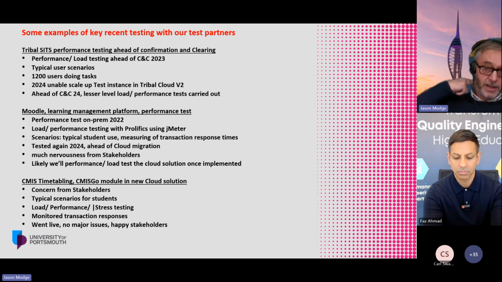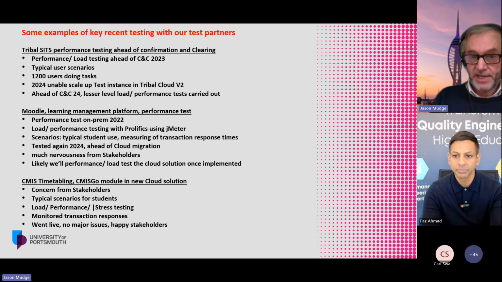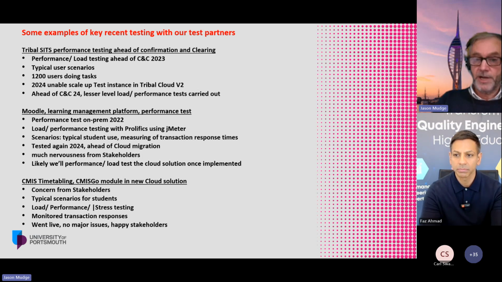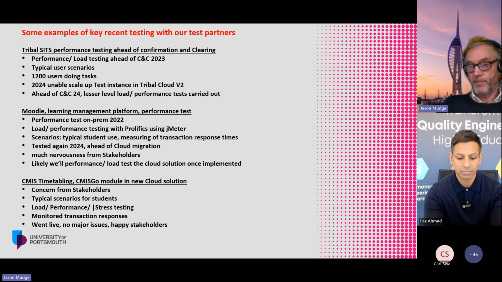So again, really lent heavily on Prolifics here. They helped us sit down with the business and understand the key scenarios, and then designed testing around that, I think it was up to 4,000 user peak load, while we monitored transaction response and database performance. And it went live, in the cloud, and it's being used, and happy stakeholders.